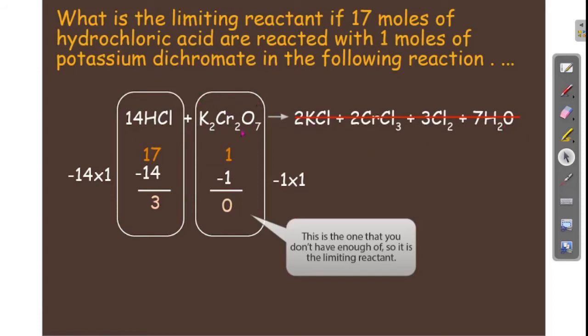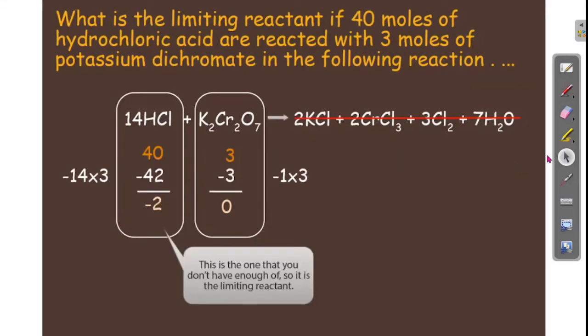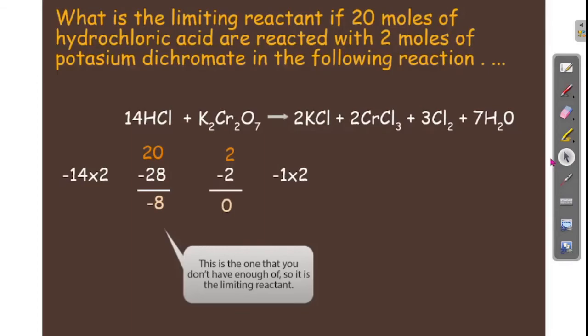The potassium dichromate has become the limiting reactant because it's gone. If it's gone, it cannot combine with the hydrochloric acid to produce anything else. Okay, that's the idea behind limiting reactant.